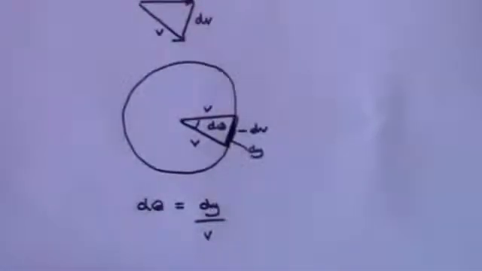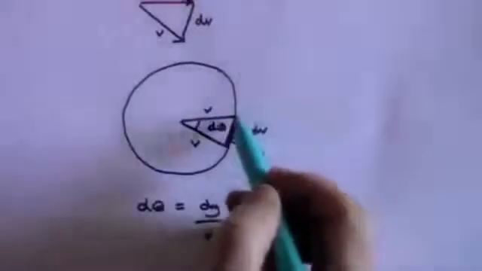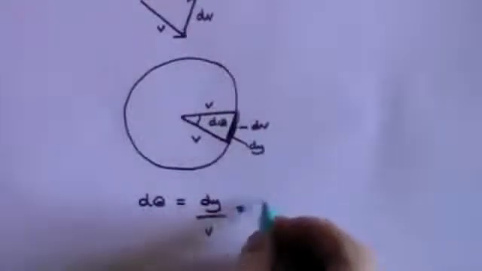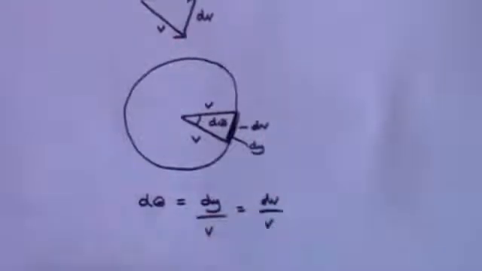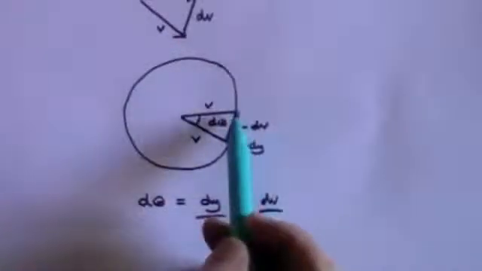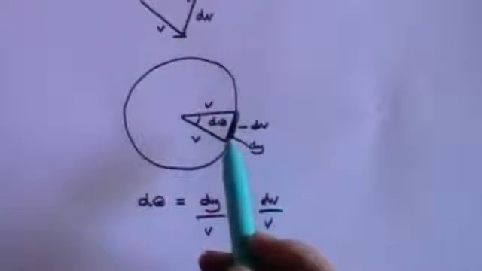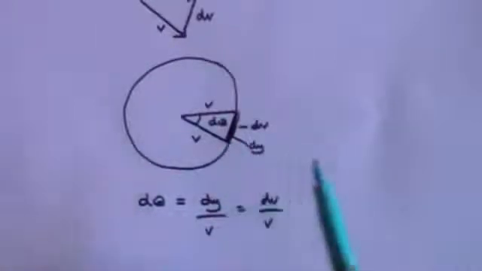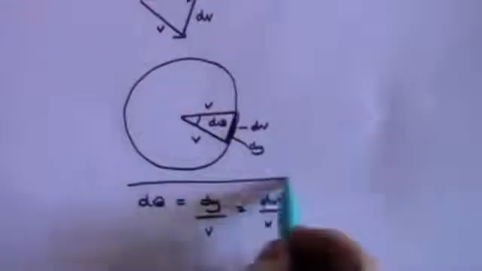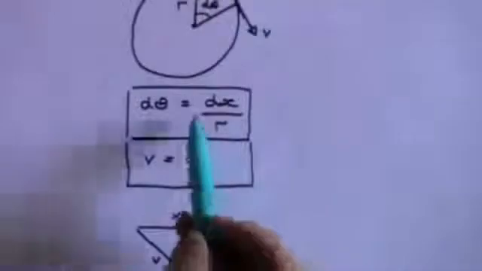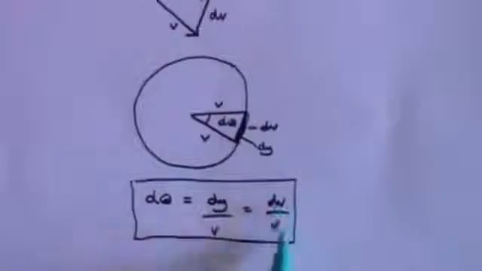But here is where the trick comes. If d theta is very small, and I told you that it was, then the arc length effectively becomes the straight line length. And so we can say, provided d theta is small, that that is equal to dv by v, because when d theta is very small, the arc length becomes a straight line. And that gives us our third equation. So let's just remind ourselves, we've got d theta is dx over r, v is dx over dt, and d theta is dv by v.